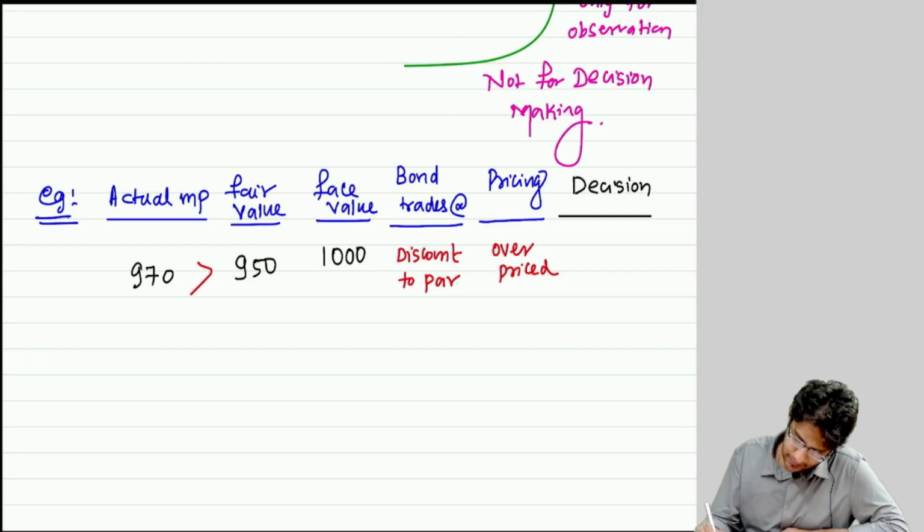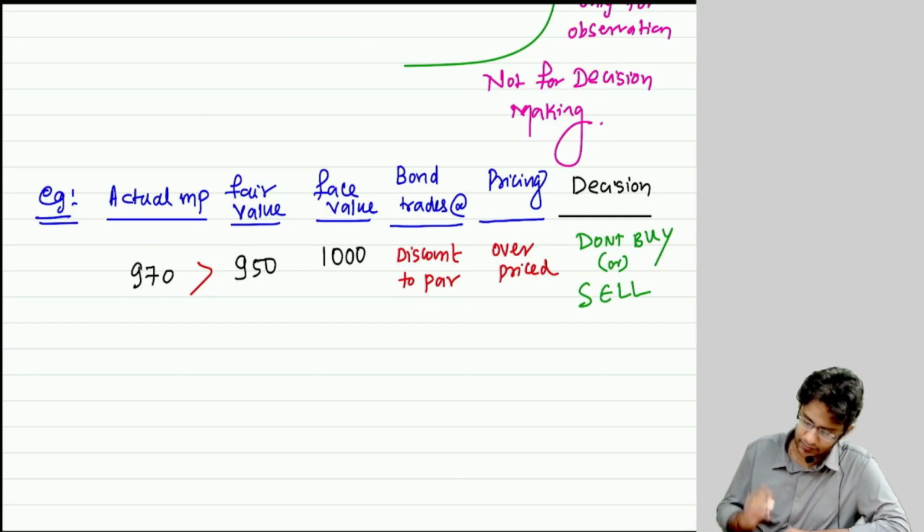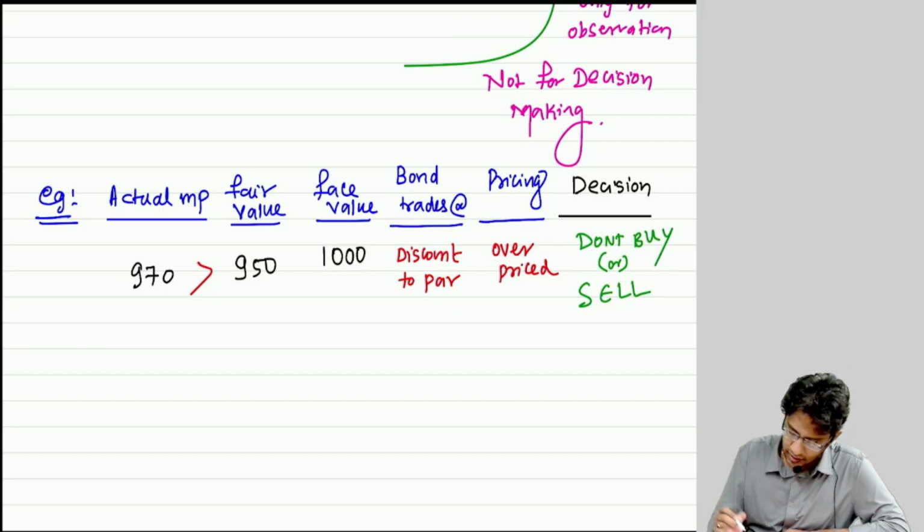Answer is what now? Buy or sell? Sell. Don't buy. The answer is don't buy if you want to buy. If you already have it, sell the bond. Okay, next case. Tell me, sir, for discount, you have compared what?